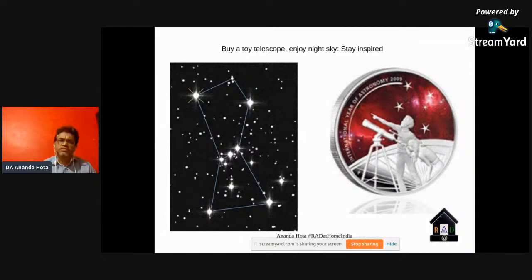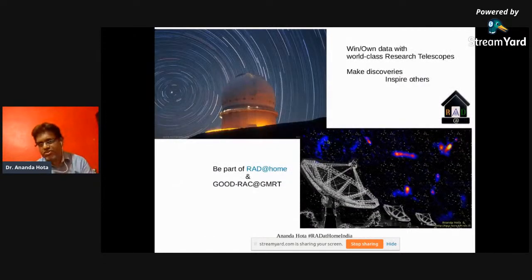Typically, everybody thinks astronomy is this, the layman picture. So buy a toy telescope, enjoy the night sky, stay inspired. I have done this. I was doing this. But to do research, those telescopes are not enough. You have to win or own data in world-class research telescopes, big observatories, make discoveries, inspire others. You cannot own this kind of telescope. No single country is able to make this kind of big telescope now. That's why for SKA and TMT, so many countries are coming together. Be part of Red at Home, be part of this project, and let's grow.